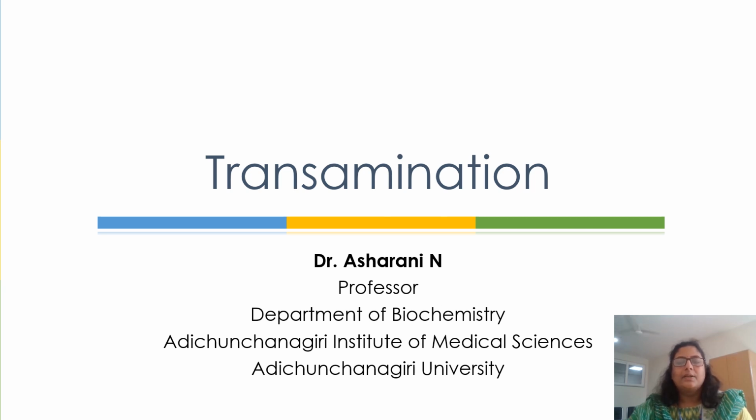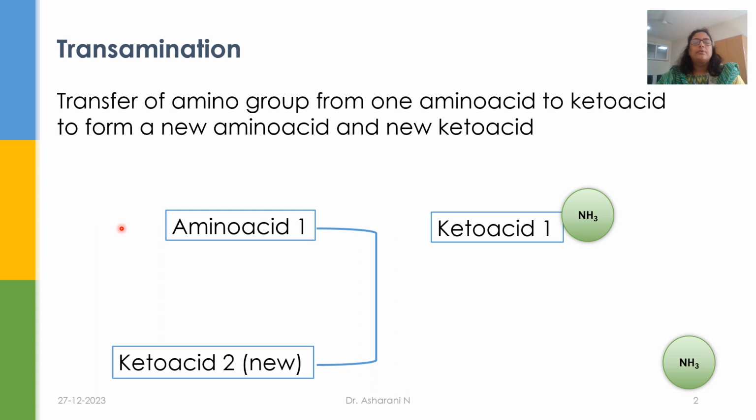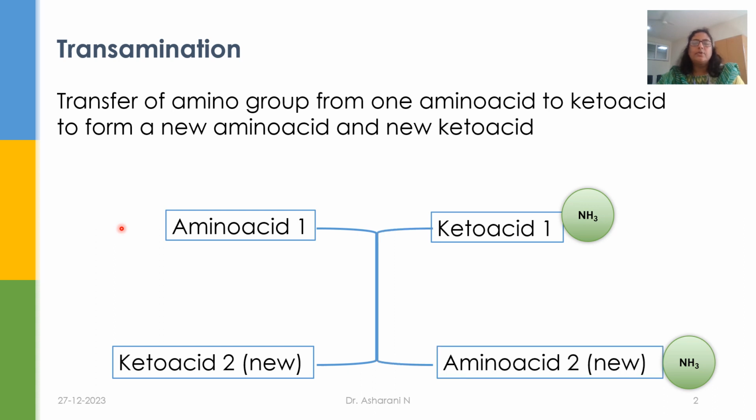Good morning all. Today we will learn about the transamination process. By definition, it's a transfer of amino group. So you can see it's a transfer of amino group from one amino acid to a keto acid to form a new keto acid and a new amino acid. Once the amino group from this amino acid is transferred onto this keto acid, there is a formation of a new amino acid and a new keto acid.